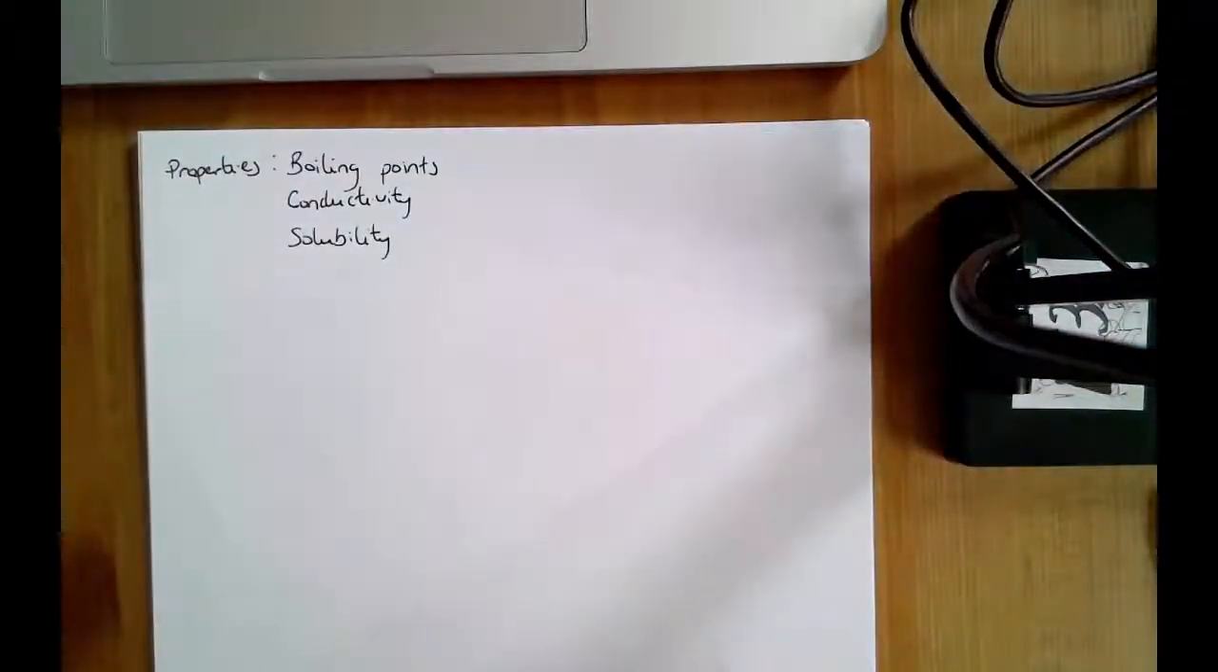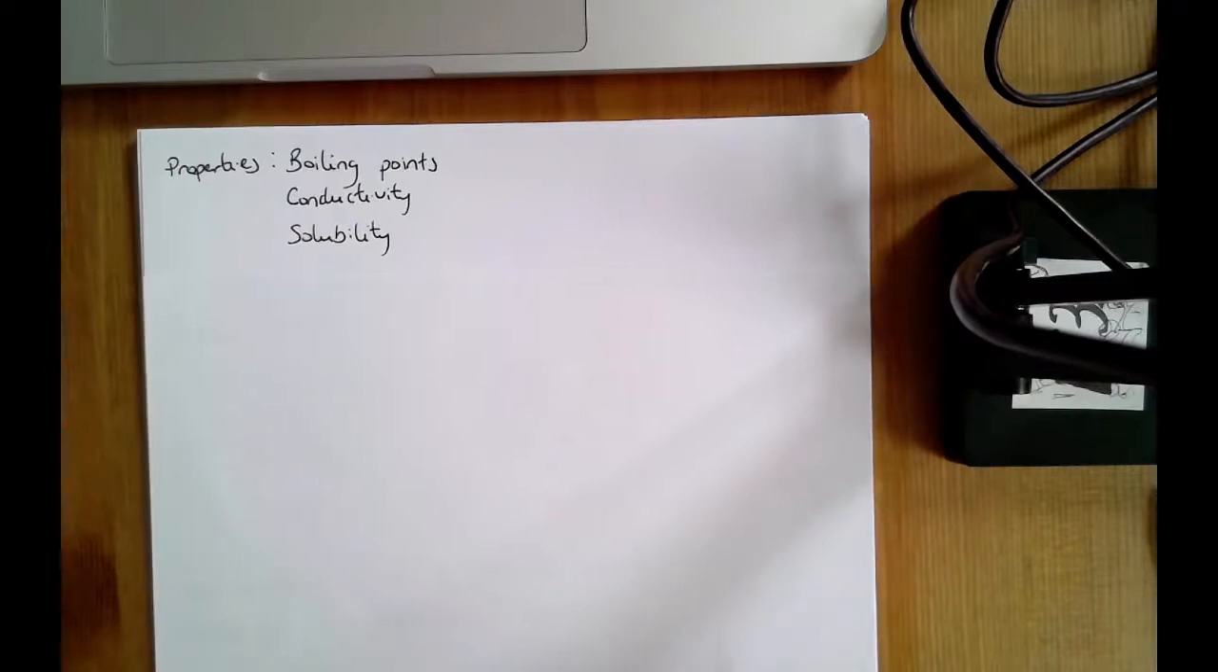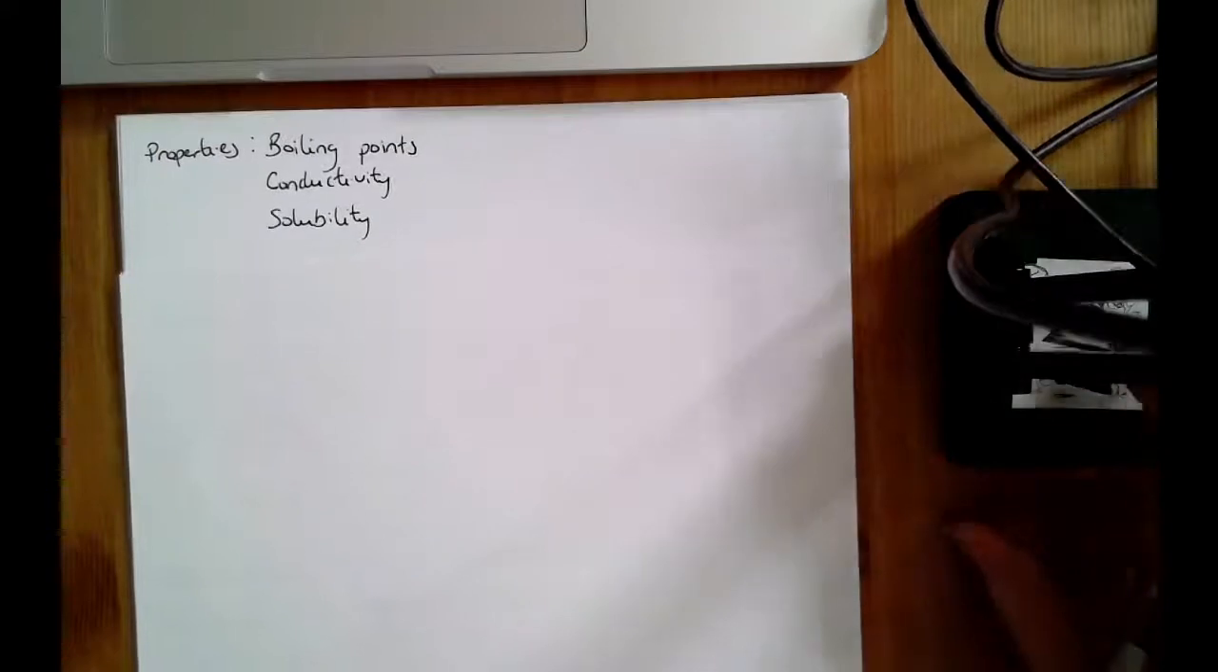So in this video, we're going to look at the properties of alkanes and of alkenes. And we're talking about properties. We're typically looking at the boiling points, the conductivity, whether or not they conduct electricity, and their solubility. So we're going to start with boiling points.